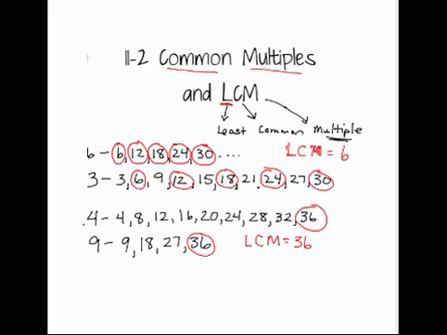I want you to notice something though. Did you notice that the LCM was really just 4 times 9? No, that wasn't the case up here. 6 times 3 is 18. Yeah, that is a common multiple, but it's not the lowest one. And when we get into tomorrow's lesson about finding common denominators, that's going to be important. Or maybe not, depending on if you like reducing or not. But that's a different lesson.